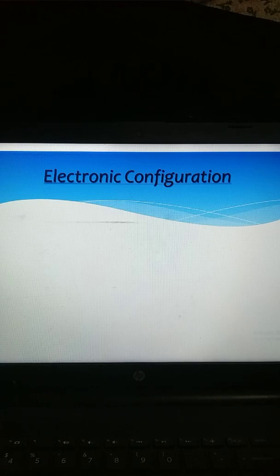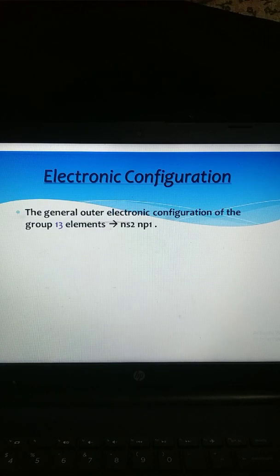Next we are going to see the electronic configuration of the elements which belong to groups 13, 14 and 15. The general outer electronic configuration of group 13 elements is ns2 np1. Whatever elements are present in group 13, how many electrons are there in the outermost shell? The electronic configuration goes ns2 and np1.